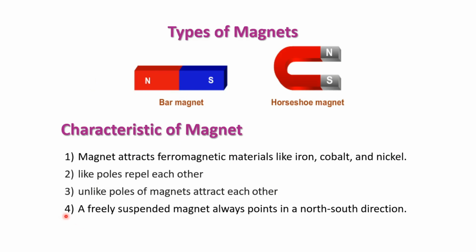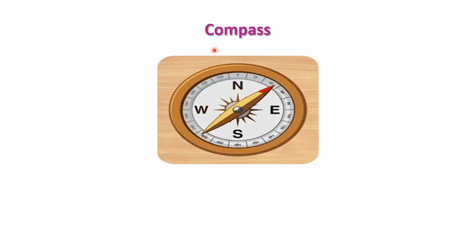Next characteristic is that a freely suspended magnet always points in a north-south direction. Compass is used to find out the direction. The north-seeking end and the south-seeking end are there. This is a small magnetic needle. The north-seeking end is called as what? North pole, and the south-seeking end will be called as what? South pole. Our next topic is magnetic field and magnetic field lines.